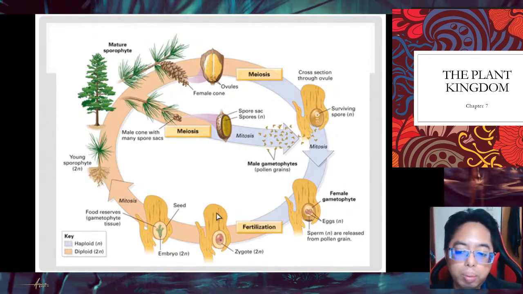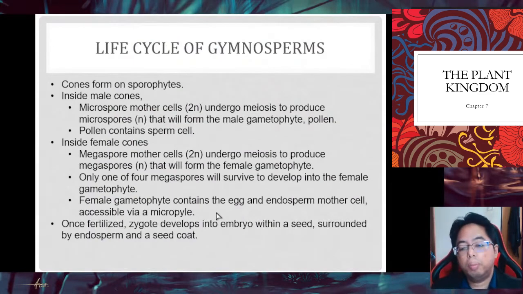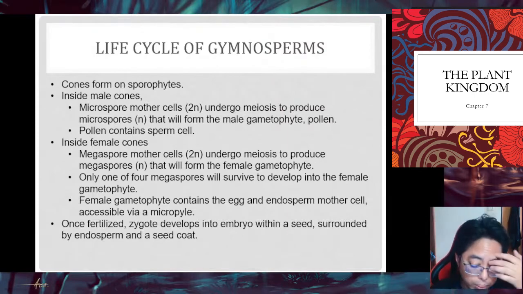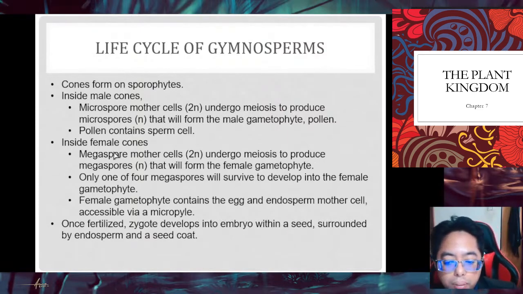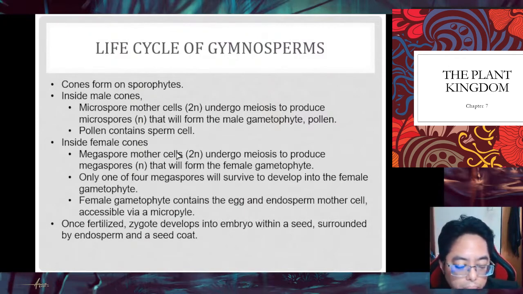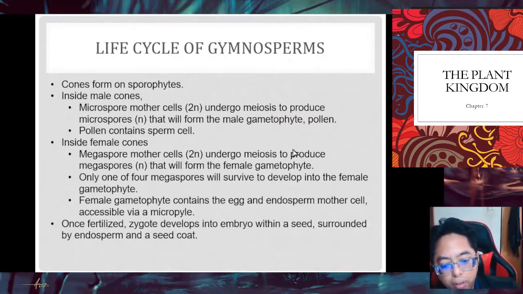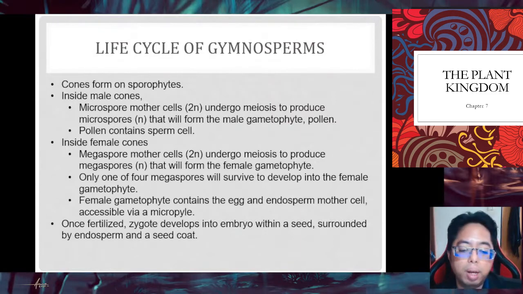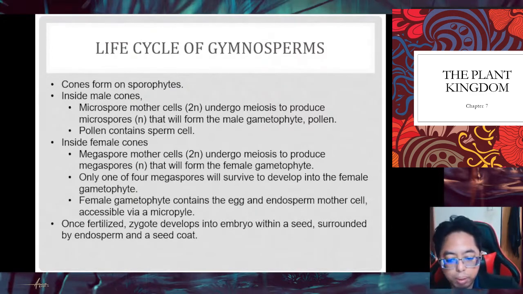Quite similar. Microspore mother cells, which are 2N, will undergo meiosis to produce microspores. Microspores will form the male gametophyte, which is pollen. Pollen has sperm cells. Inside the female, you have the megaspore mother cell. The megaspore mother cell will go into meiosis to create the female gametophyte, but only one will survive to become the female gametophyte. That one will contain the egg. The endosperm mother cell will be accessible via a micropyle.